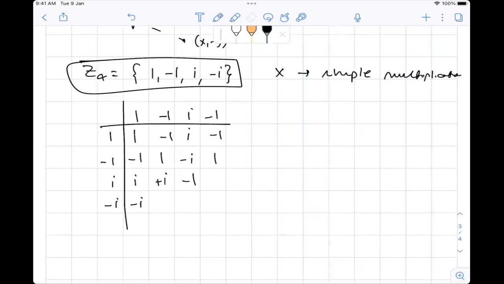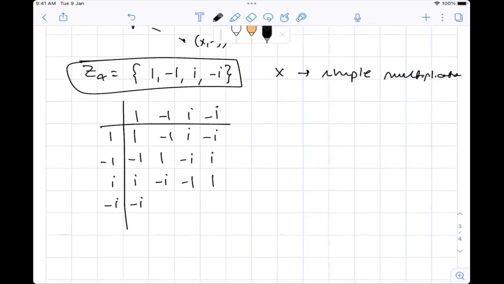Oh, sorry. This is -i. On the top, you have written -1 at the last. It is -i. Oh, sorry. Okay, thank you. So then it is -i and i. So then this is -i, this is -1, and this is 1.